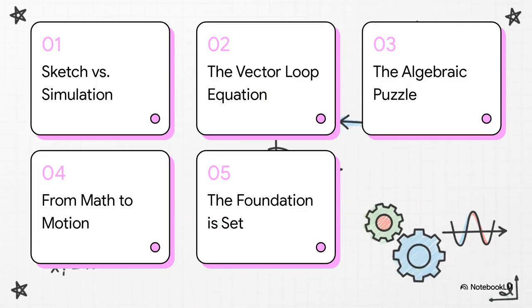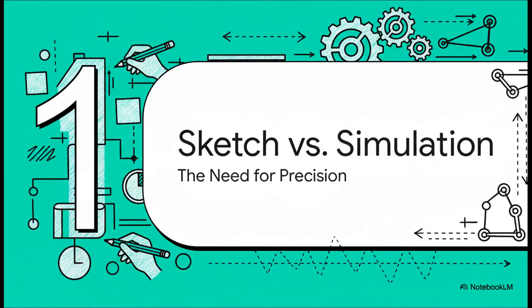So here's our game plan. First, we're going to tackle the why, as in, why just sketching this stuff out on paper doesn't work anymore. Then we'll translate this physical machine into a really clean vector equation. After that, we dive headfirst into the algebraic puzzle that's at the heart of this whole thing. And the payoff? We're going to see our math turn into a dynamic, moving simulation. It's going to be great. Let's get into it. All right, first up, sketch versus simulation.